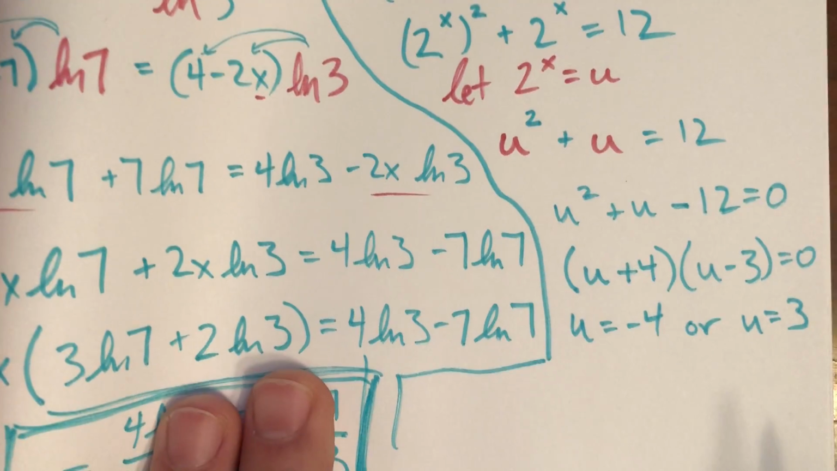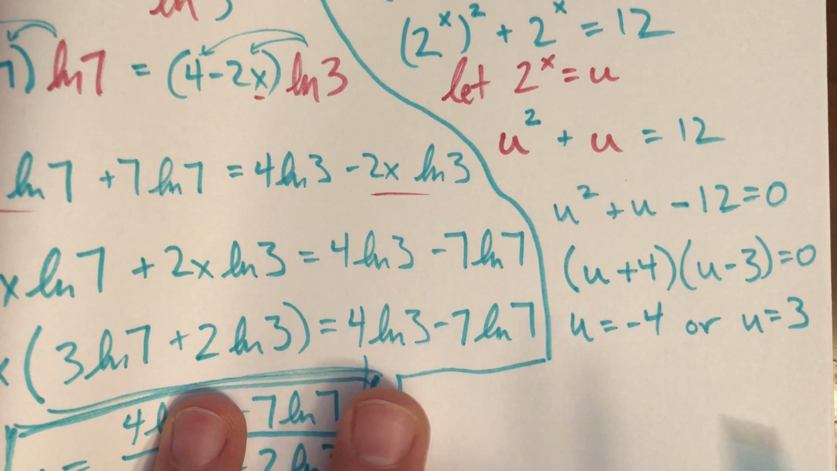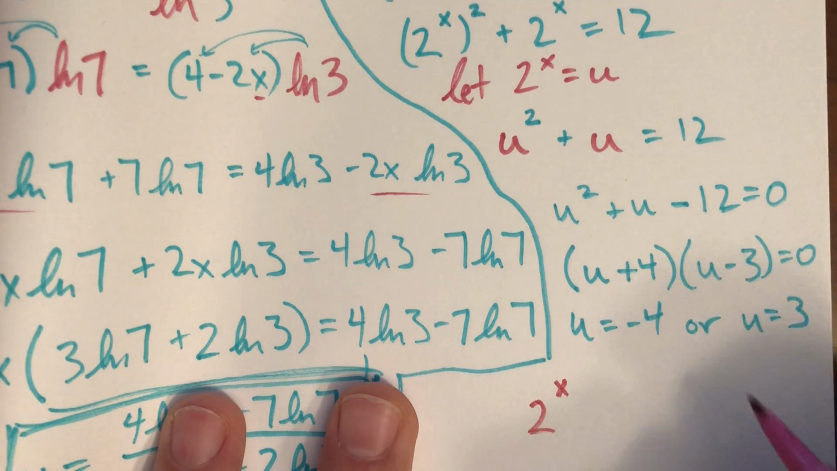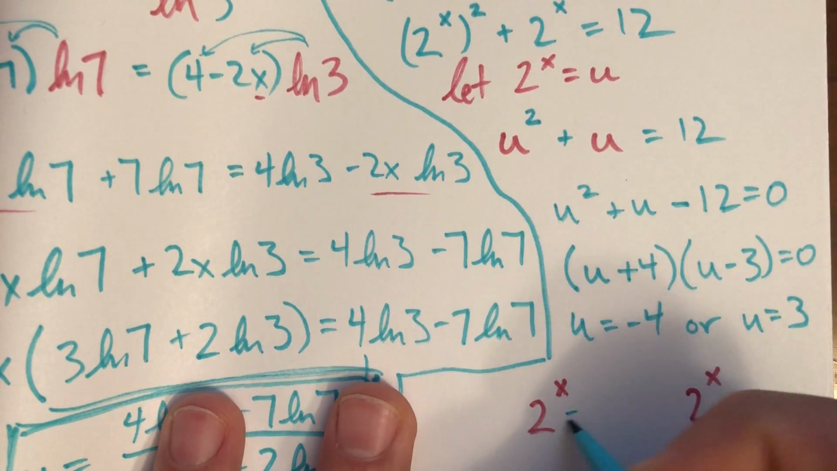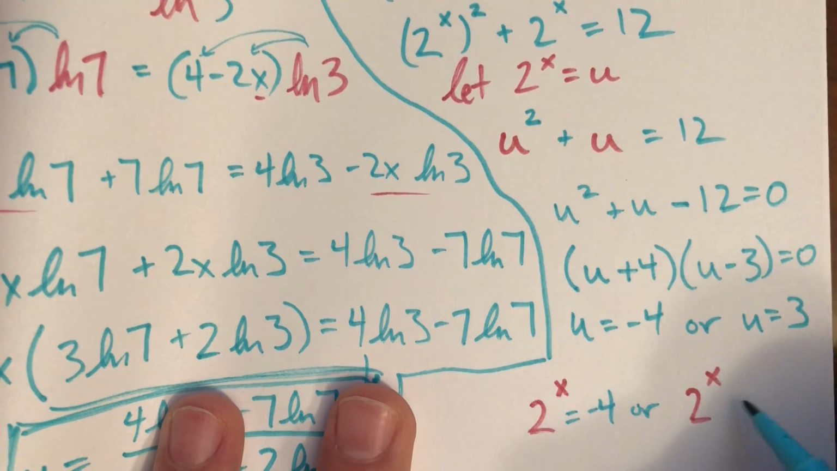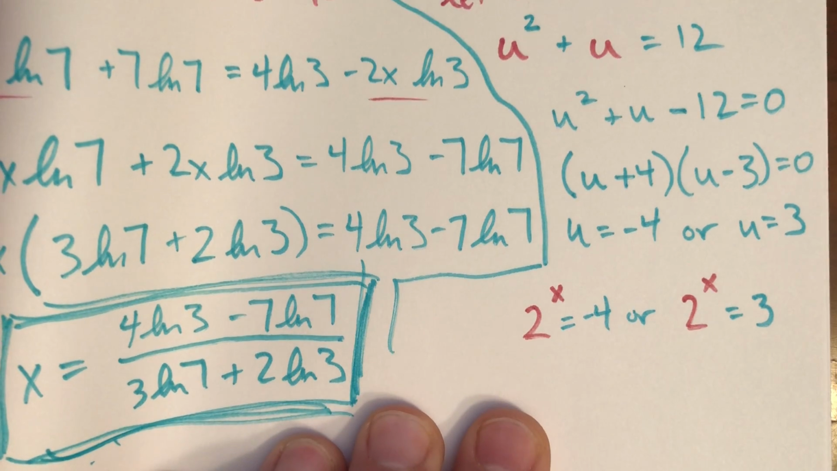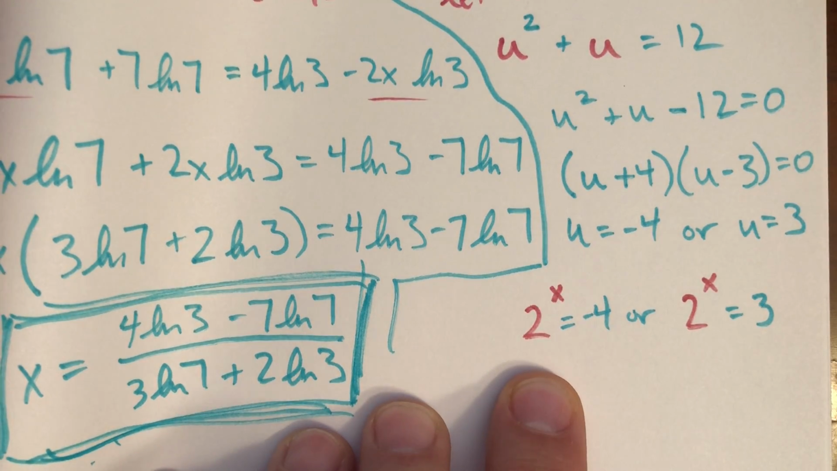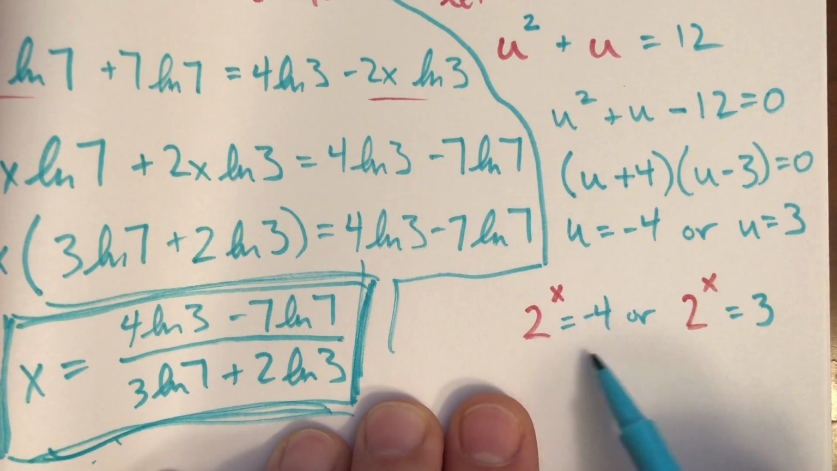Keep that separate. Okay, so that's great, but we weren't after u, were we? We were after 2 to the x power. So our first equation has somehow split into 2, right? So let's take a look at this one.